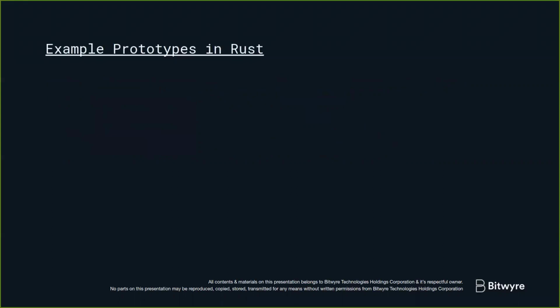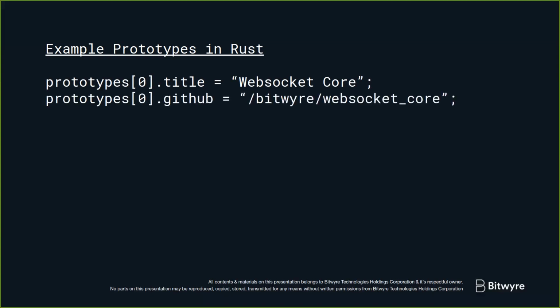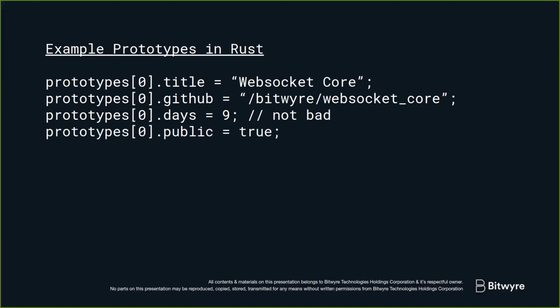And the next one, this is my example prototypes, Bitwyre example prototypes in Rust. The first one is the WebSocket core. This is the GitHub path, WebSocket core. And what I've mentioned earlier, this is a powerful prototyping. I made this WebSocket core out of nothing in 9 days, which I think is not bad. And this code is public, so you can see it in our GitHub repository. So I will not show you today.